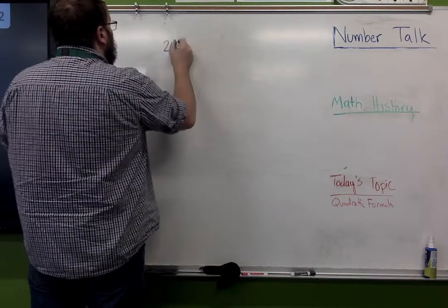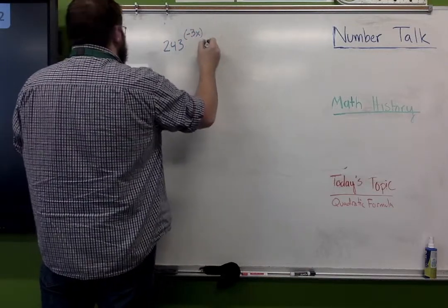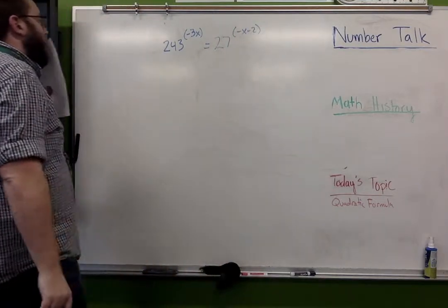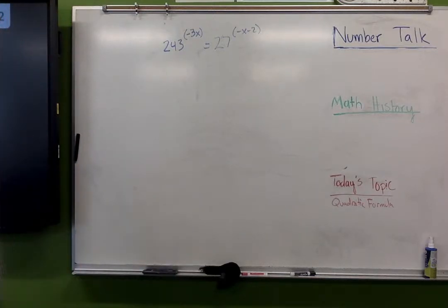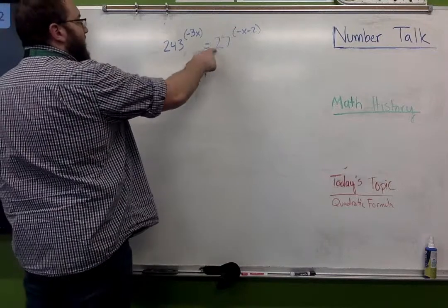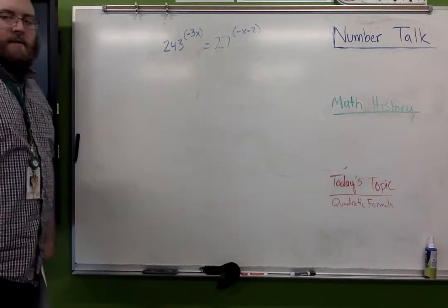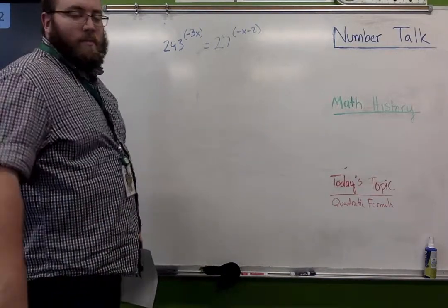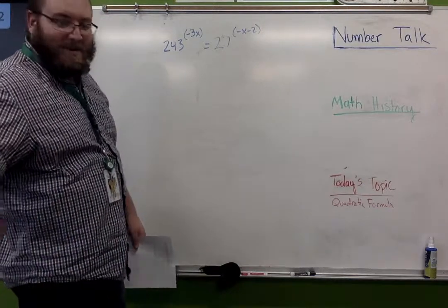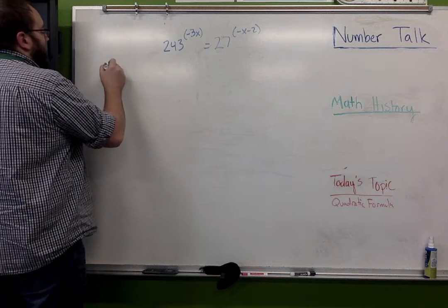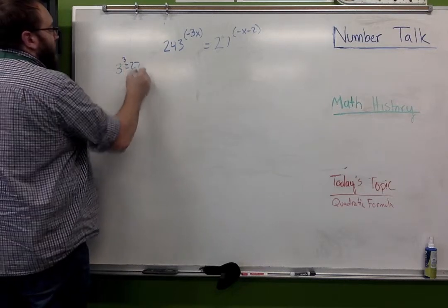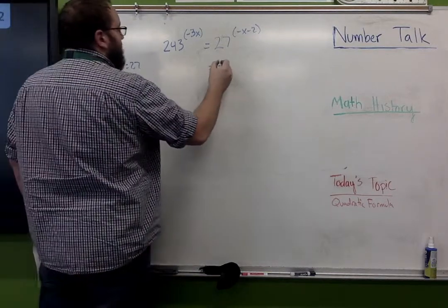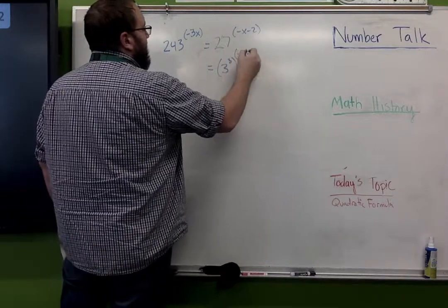Let's see here. 243 to the negative 3x power is equal to 27 to the negative x minus 2 power. Okay. Is there any way to get these bases to look the same? Because if I can get these bases to look the same, then I don't have to take logarithms or anything, right? We can just use the equality property of exponents. Well, let's see. 3 to the third power is 27, right? Because 3 squared is 9. So I can write this as 3 to the third, to the negative x minus 2 power.